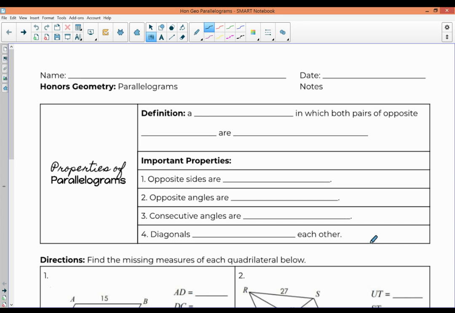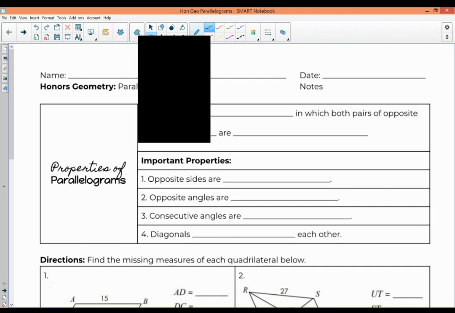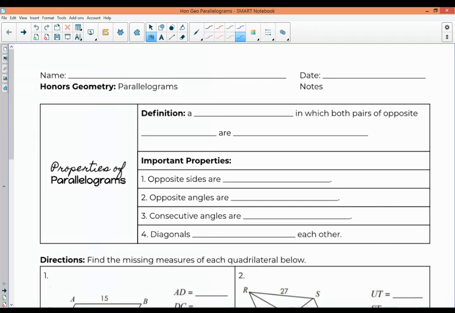Okay, today's lesson is about parallelograms, our first in the quadrilaterals unit. The definition of a parallelogram is a quadrilateral in which both pairs of opposite sides are parallel.